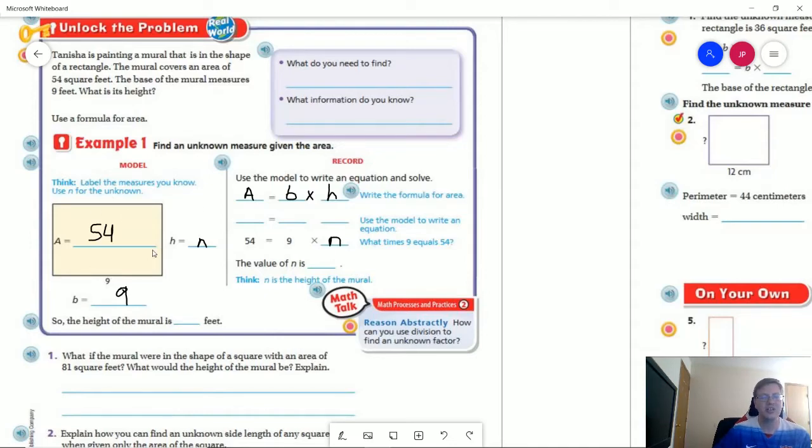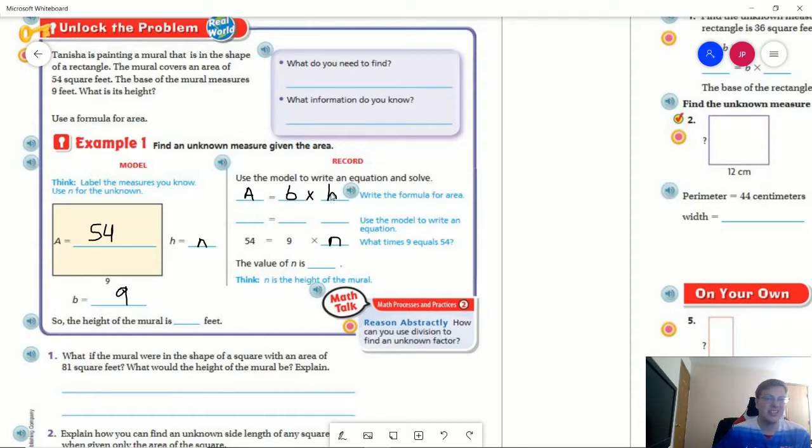To start with, for our unlock the problem, we know that the area is going to be 54. We get that from the problem here. We know that the base is going to be 9, and we know that the height is going to be our unknown number, which is going to be represented by the letter N. So our formula is area equals base times height.